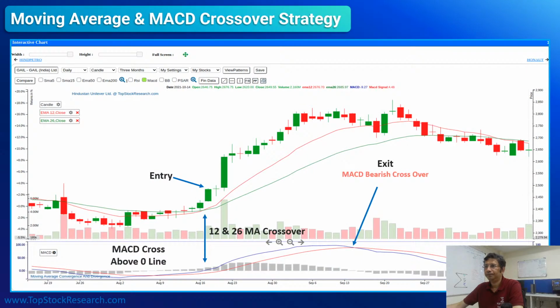Simple examples. Moving average crossover. Again, this is crossing above a certain level. Moving average entry and exit points.